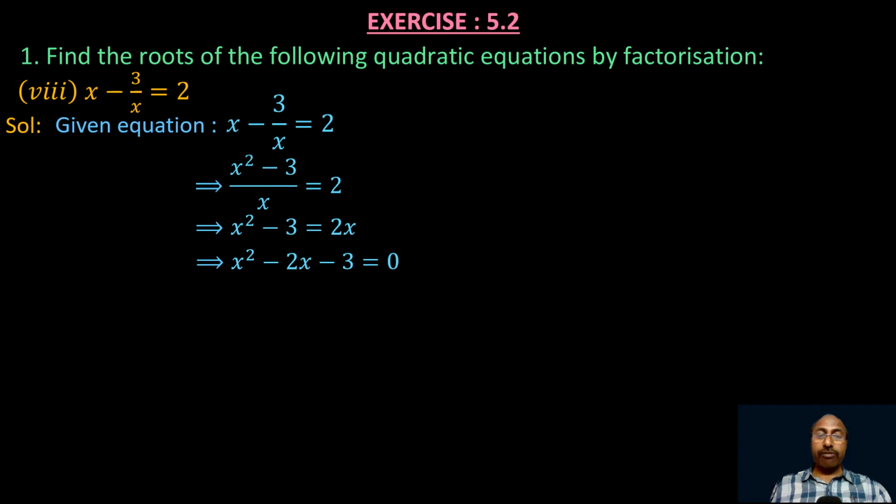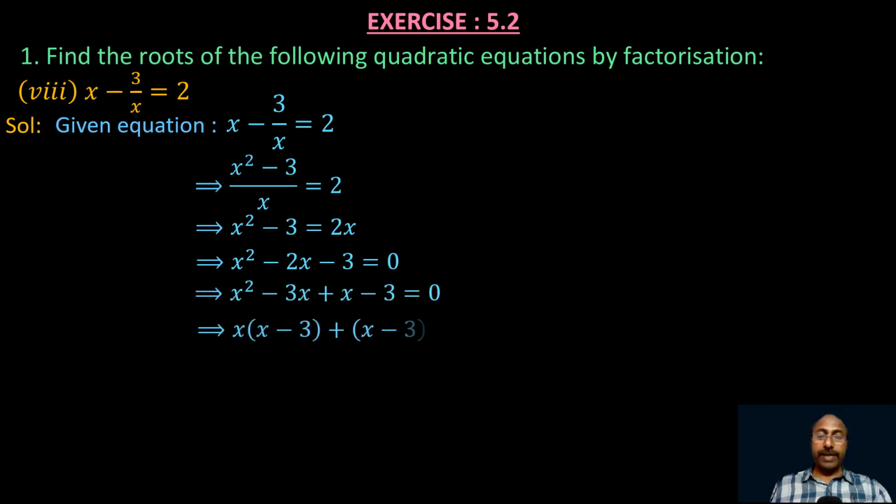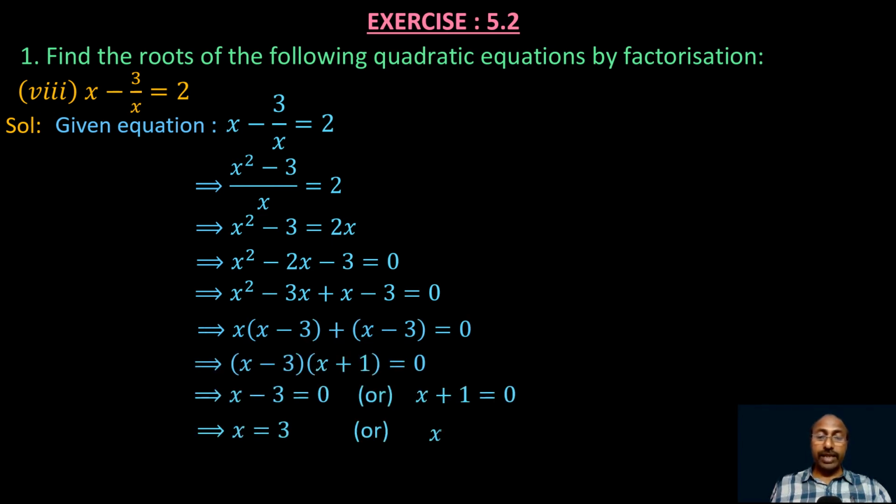Now a equal to 1, b equal to minus 2, c equal to minus 3. So we have to split minus 2x into two numbers such that their sum is equal to minus 2 and their product is equal to 1 into minus 3, that is minus 3. The numbers are minus 3 plus 1. So here minus 3 plus 1 is equal to minus 2, and minus 3 into 1 is 1 into minus 3, minus 3. So we can split minus 2x as minus 3x plus x. And in the same manner we get x into x minus 3 plus x minus 3 equals 0, and the roots of the equation are 3 and minus 1.